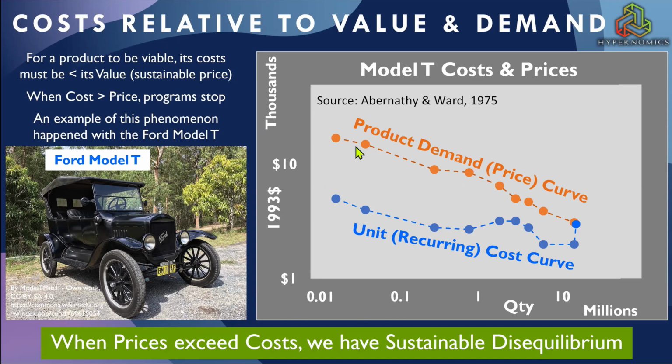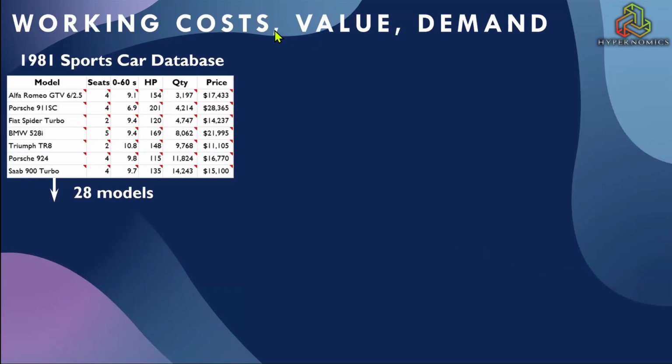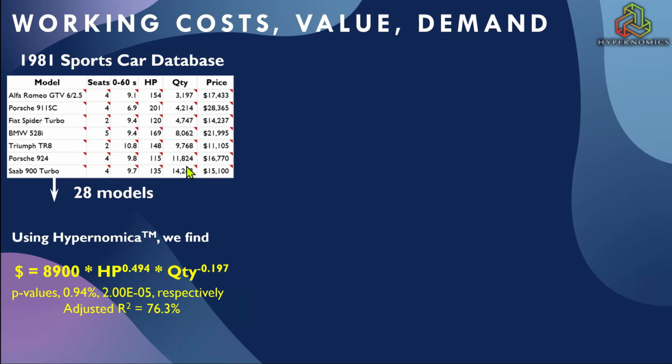And instead of saying that we have an equilibrium point in a market, we're saying at any point where prices exceed costs, as they have all the way through here, way past 10 million, I think 15 million units, as long as prices exceed costs, we have sustainable disequilibrium. If we want to work cost, value, and demand simultaneously, here's a quick look at that. Here we created a sports car database of 1981 sports cars. We did this for the DeLorean vehicles. You'll see why here in a second.